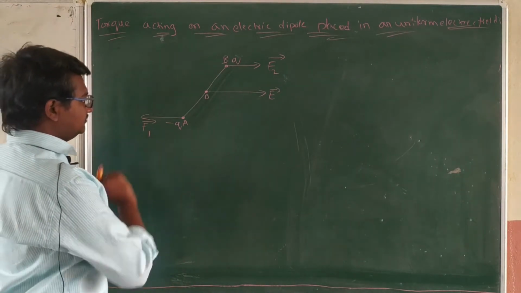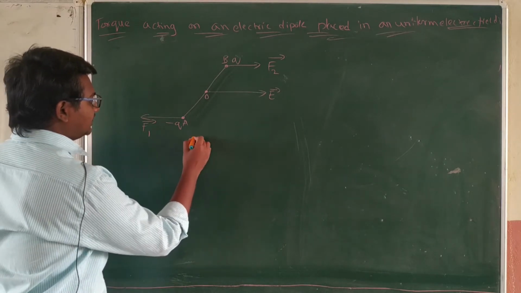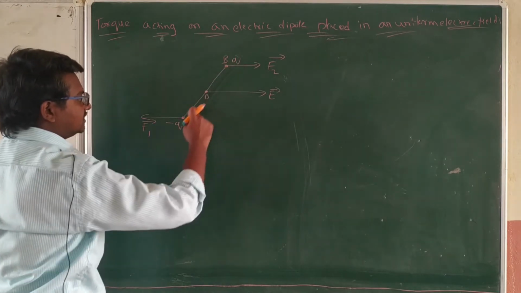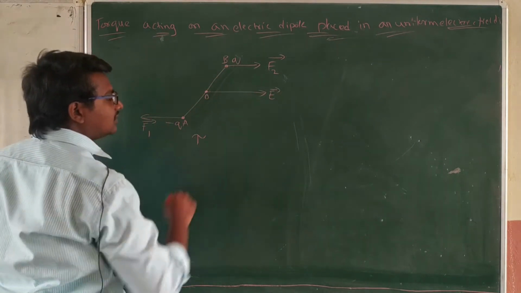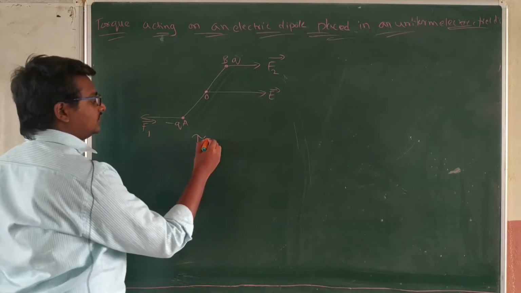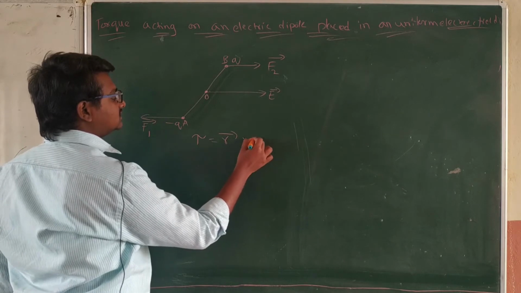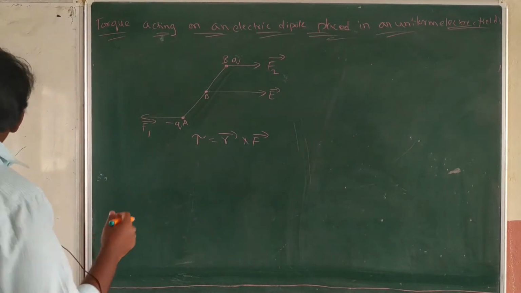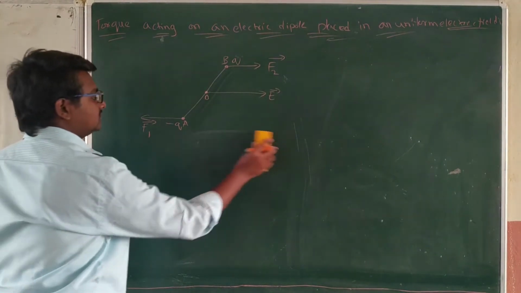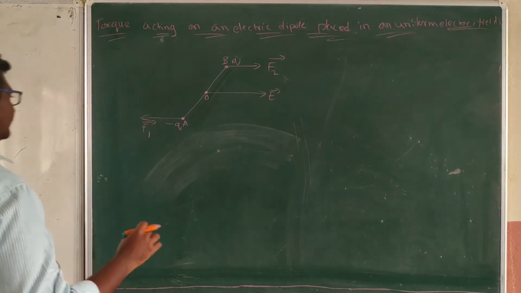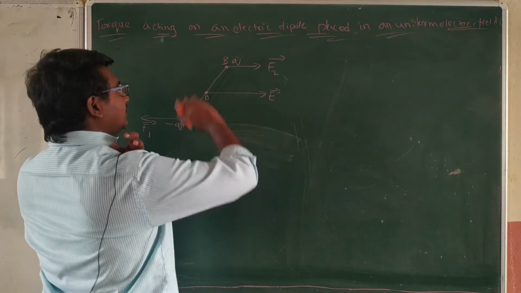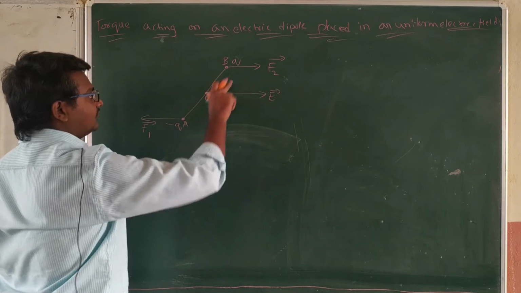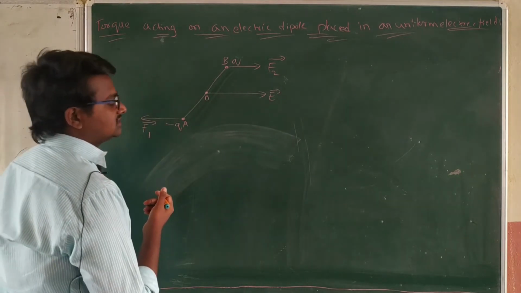And now we have to find the torque tau which is acting on this dipole because of the electric field. We know tau is equal to R bar cross F bar, right? This is a general formula that we know already. And next, we have to find it in terms of the electric dipole, not by the general formula method. We have to use it to get torque tau equals P bar cross E bar.